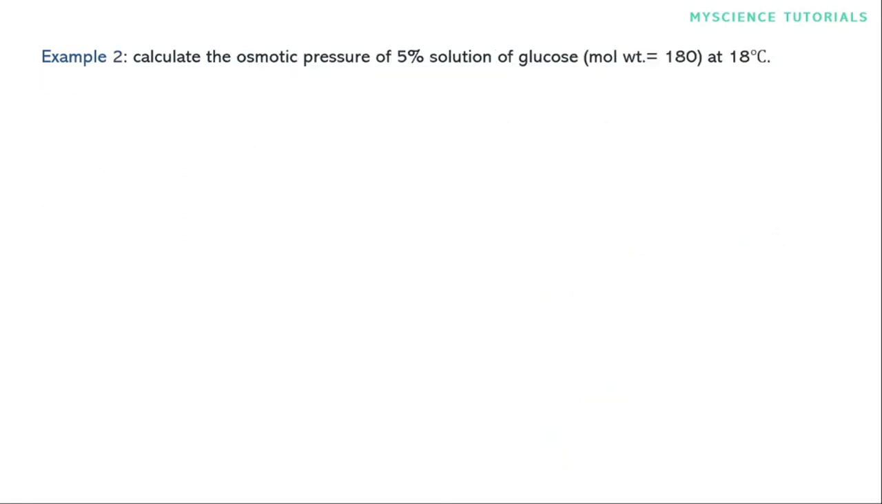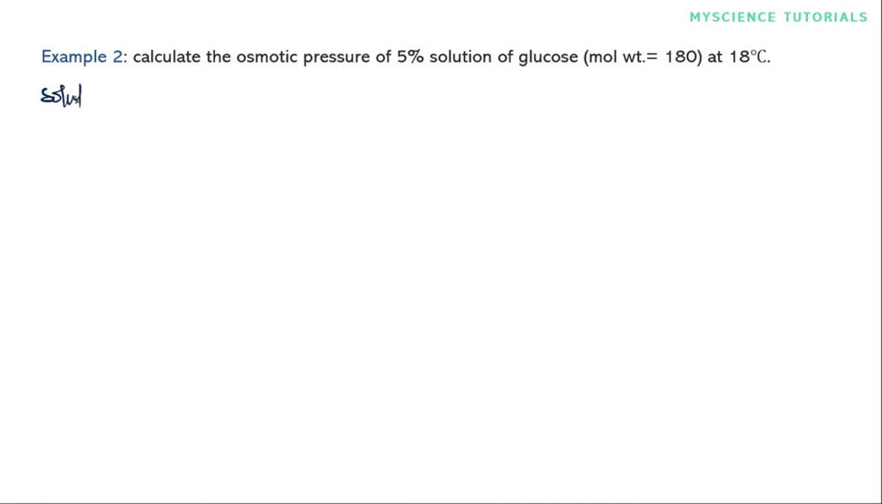All right, so we want to look at the second example. So example number 2: we are to calculate the osmotic pressure of a 5% solution of glucose, given that the molecular weight of glucose is 180, at 18 degrees Celsius. So let's go ahead and see what we can do.